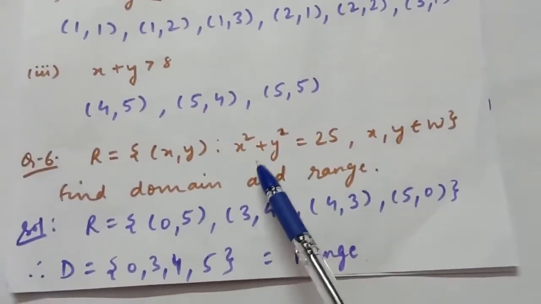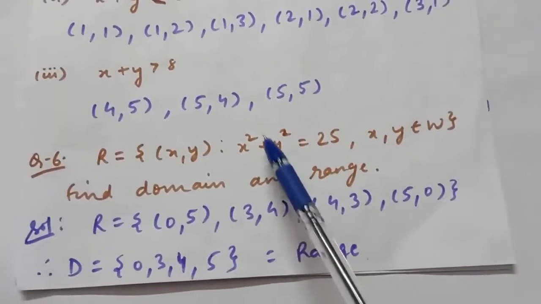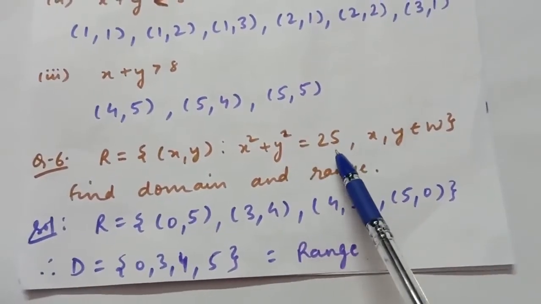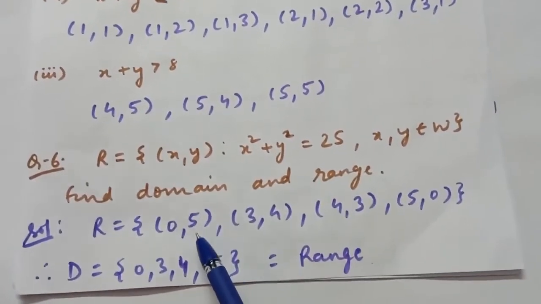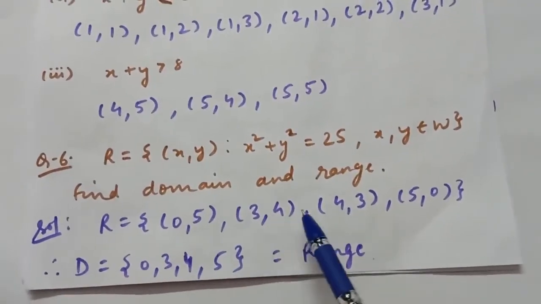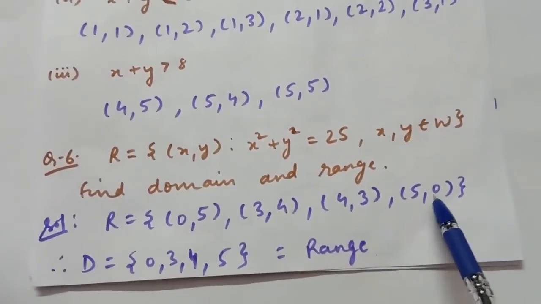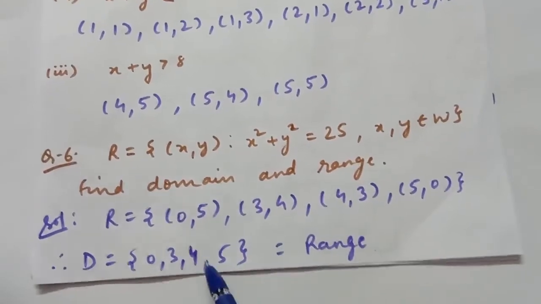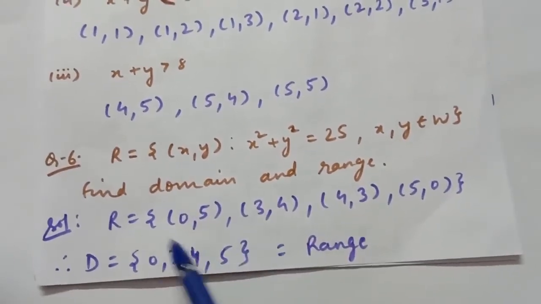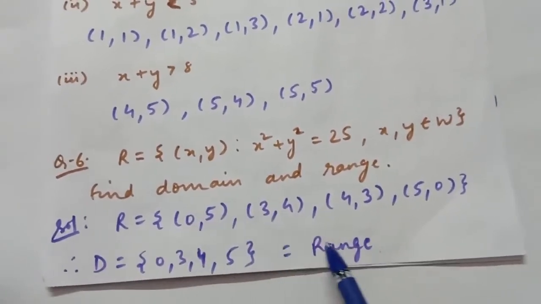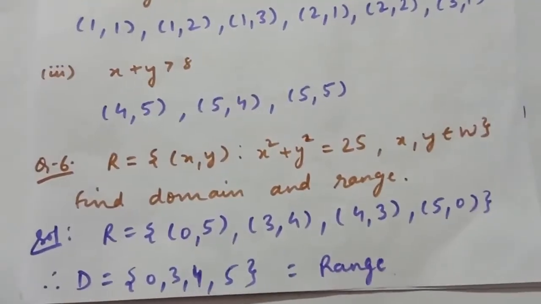Now see, x and y belong to whole numbers and x square plus y square is equal to 25. So the possible cases are (0, 5), (3, 4), (4, 3) and (5, 0). So the set of first elements gives the domain, which is equal to the range.